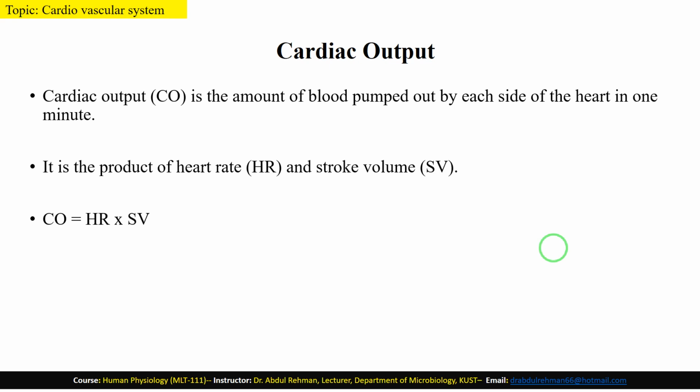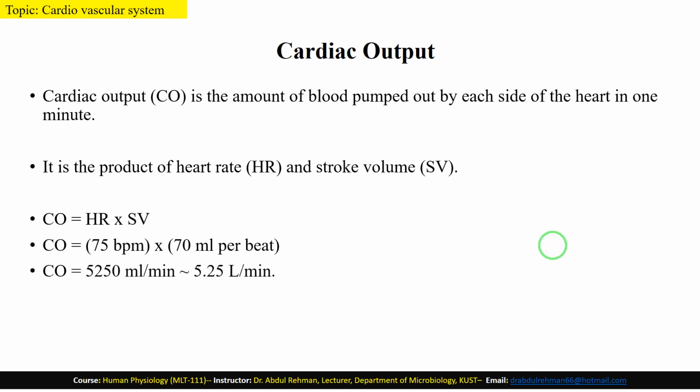So, cardiac output is calculated using the formula: cardiac output is equal to heart rate multiplied by stroke volume. By putting in the values of heart rate and stroke volume, we get 5250 ml per minute of blood pumped by each side of the heart in 1 minute, which is equivalent to 5.25 liters per minute.